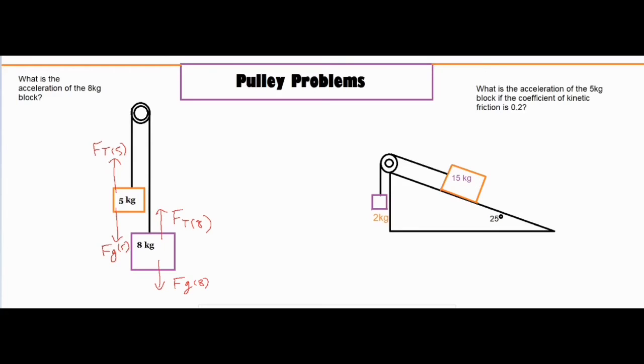All right, so I drew the forces on each of my objects. I called these FG8 and FG5, so I knew which force of gravity was which. And then I also did the same with the FTs. So you want to do two more things when working with a pulley problem.